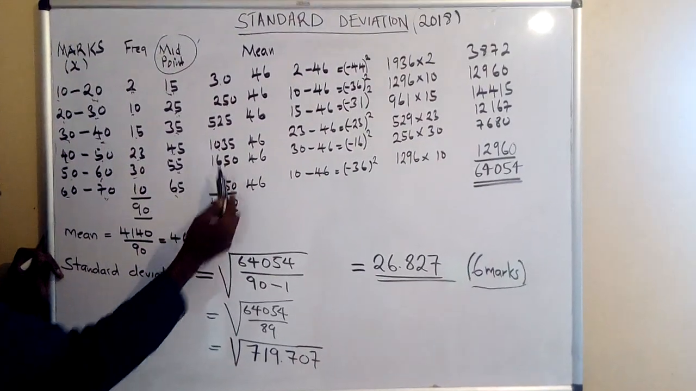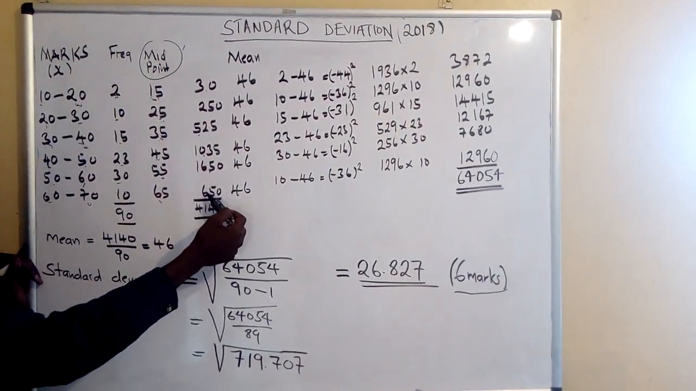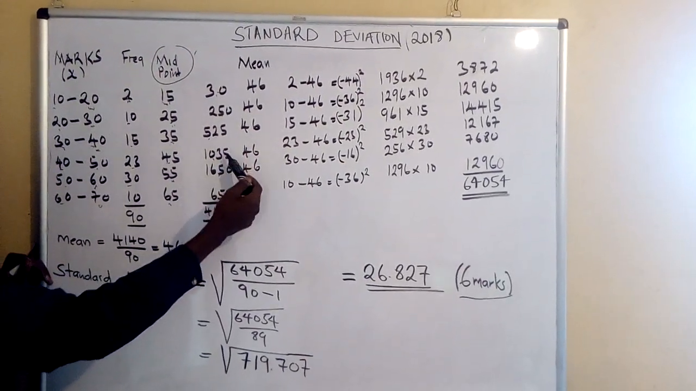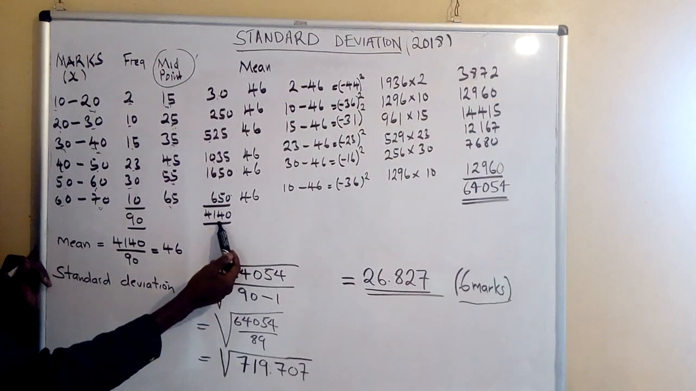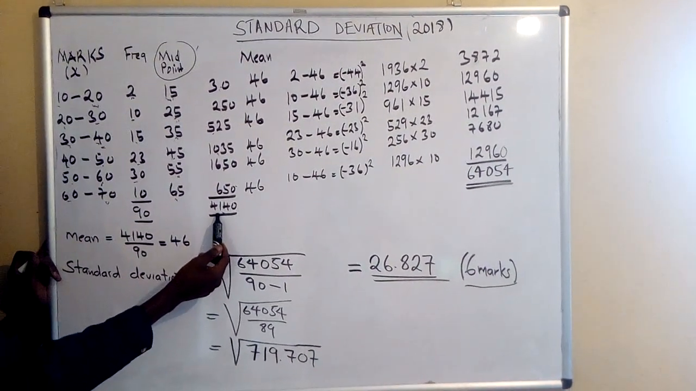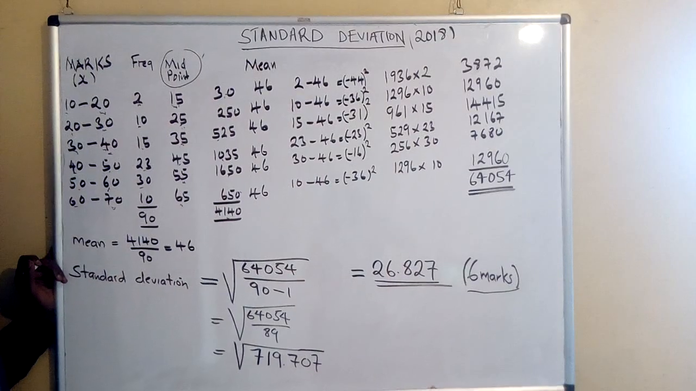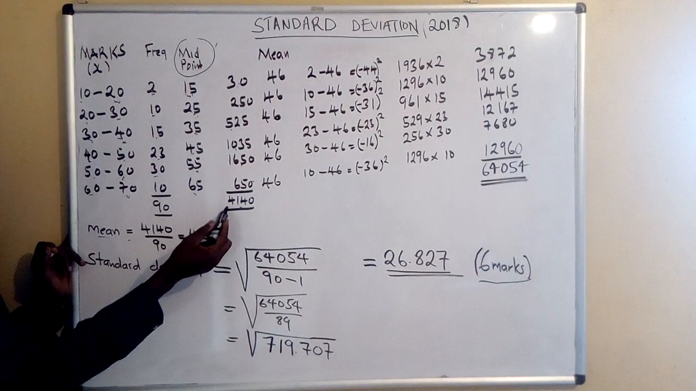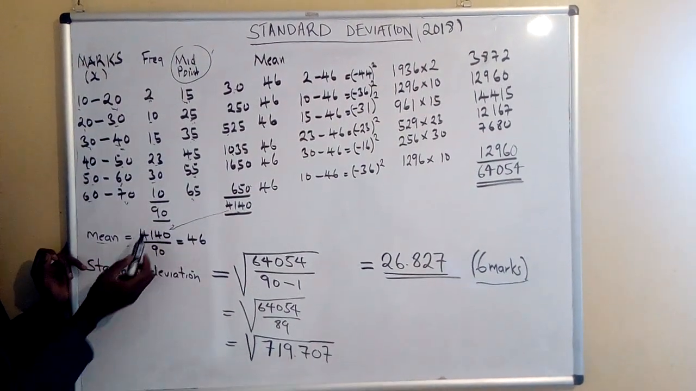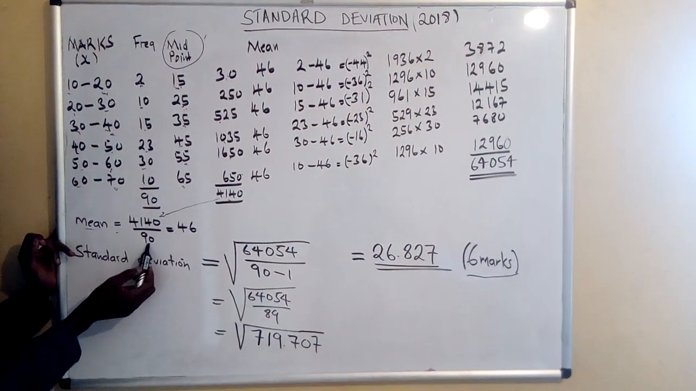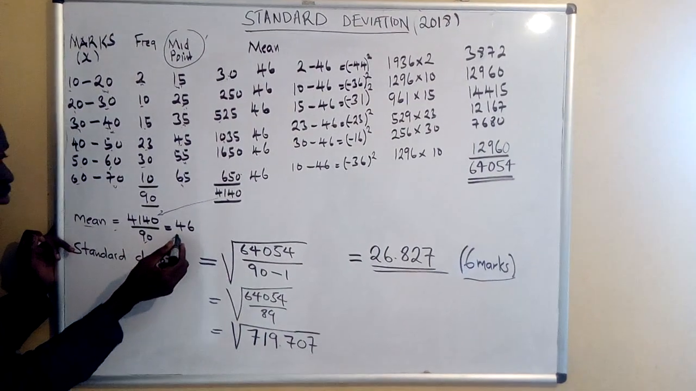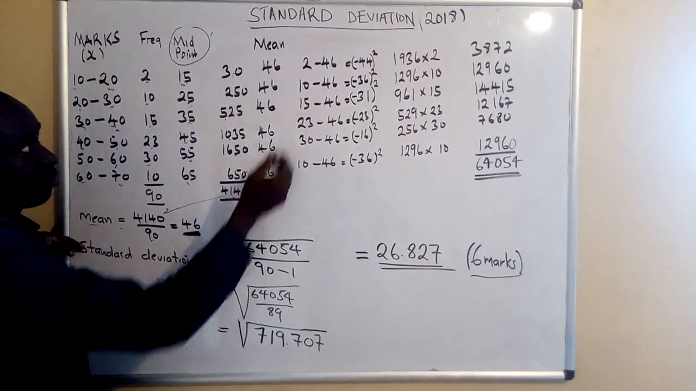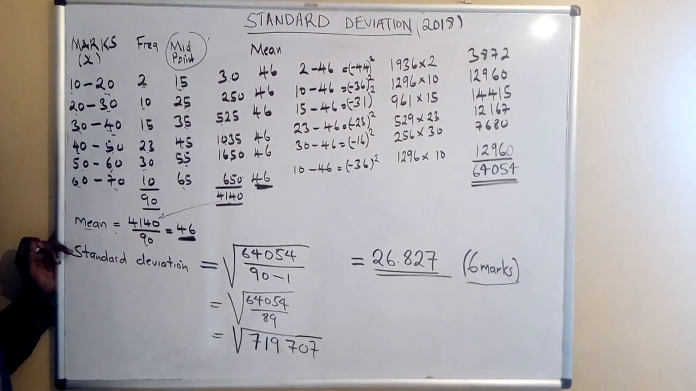At this point, we add the answers that we found. So 30 plus 250 plus 525 plus this number, that number, and that number, we end up with this number, which is 4140. At this point, we're able to get our mean by saying the mean is equal to this number that we found here divided by the total frequency, which is 90. When we divide, we get the mean of 46. This 46 is basically the column of the mean that I put there.